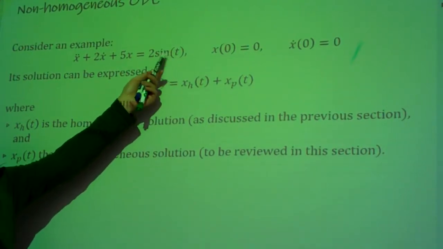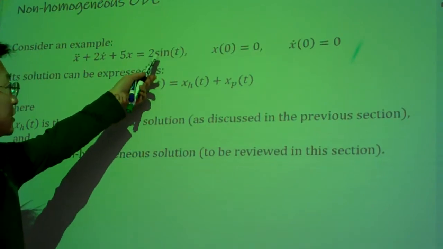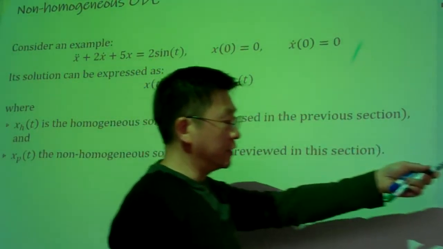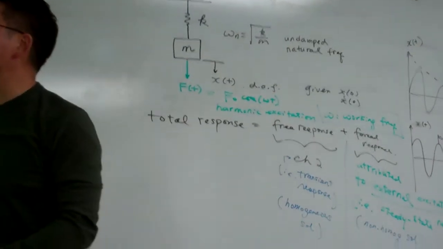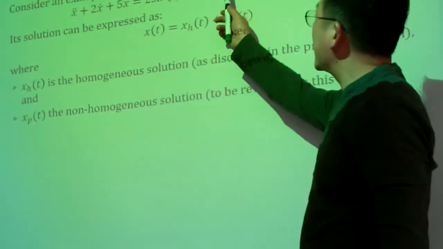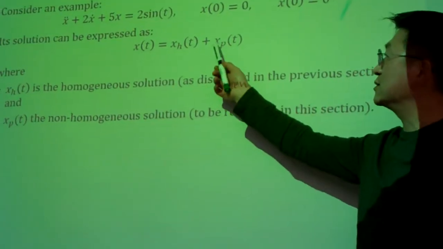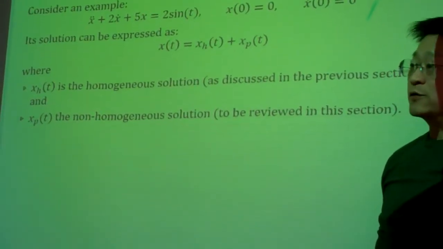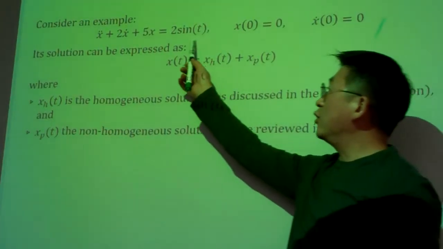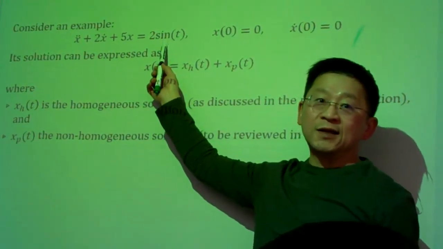But right now what we're considering is the harmonic excitation. Basically, this is one example of this. Harmonic excitation can be sine or cosine of a single frequency. For this case, we are given the initial conditions, and then we want to solve for this one. In terms of differential equations, this is called a non-homogeneous differential equation because this term is non-zero.